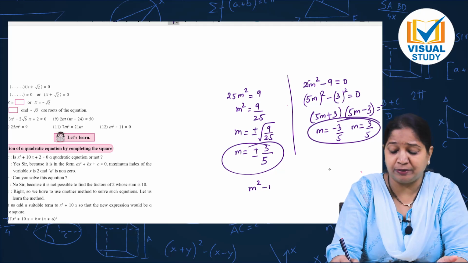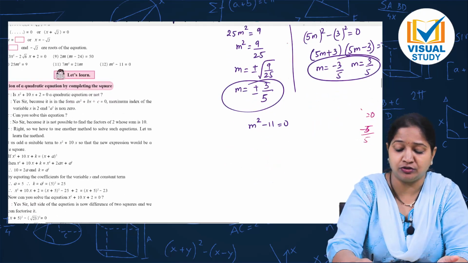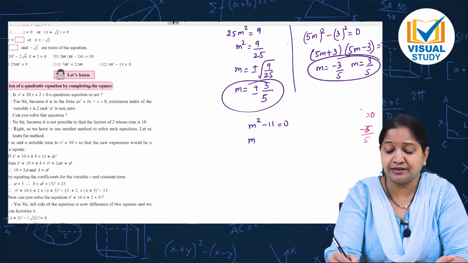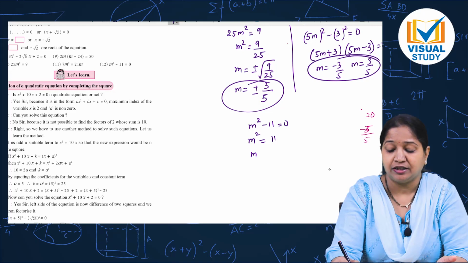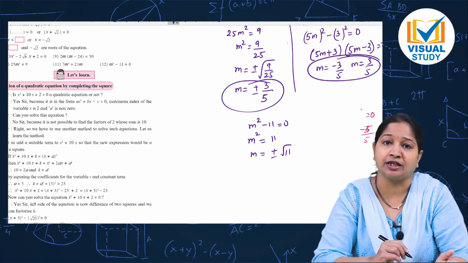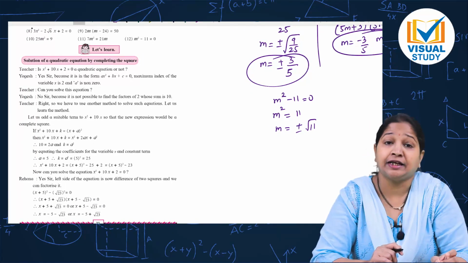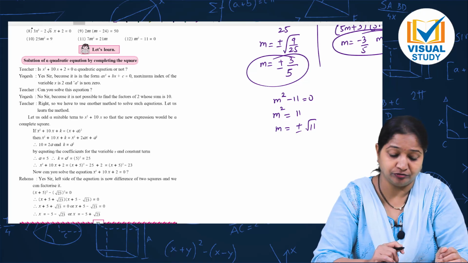Now one more sum, m square minus 11 equal to 0. That is m square is equal to 11. m is equal to plus or minus root 11. You got the answer. Now one more method is there, that is completing square method.